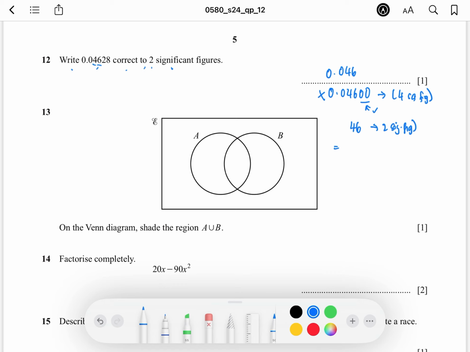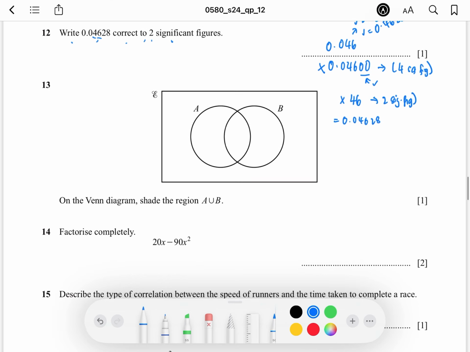it is not the same as 0.04628. So that one is wrong. This answer is two significant figures, and also it is the same as 0.04628. Okay.